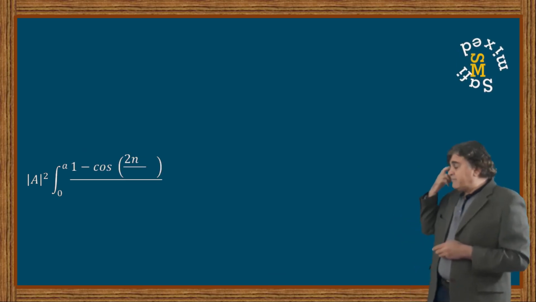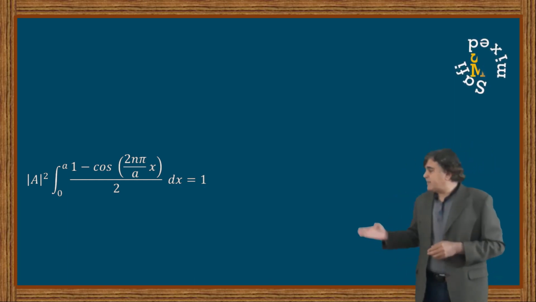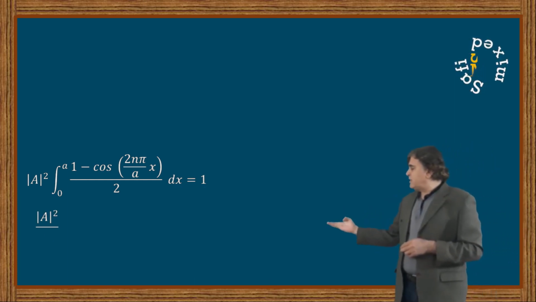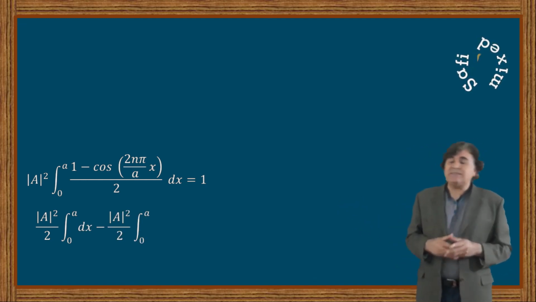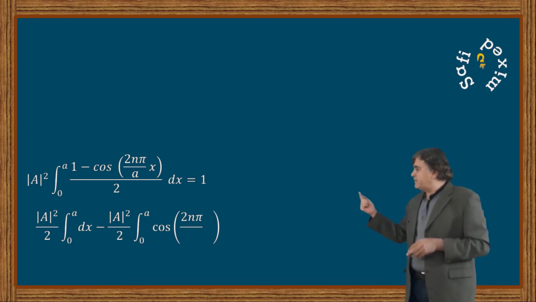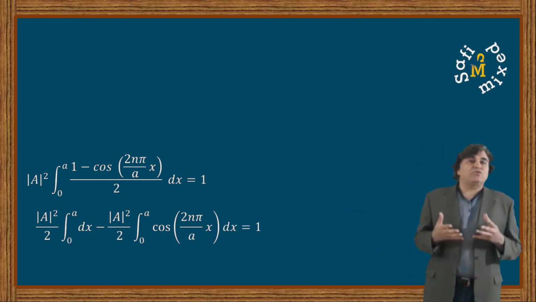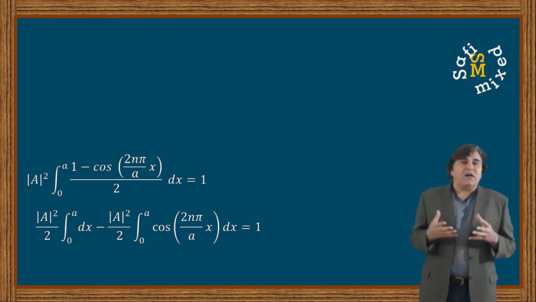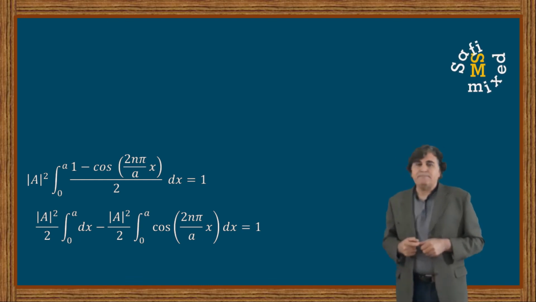And that would split the total integral into two parts that I have written in the next step: modulus square of A divided by 2 integral from 0 to a dx minus modulus square of A divided by 2 integral from 0 to a of cos of 2 n pi divided by a times x dx equal to 1.